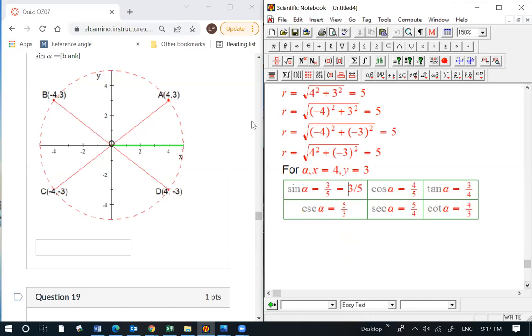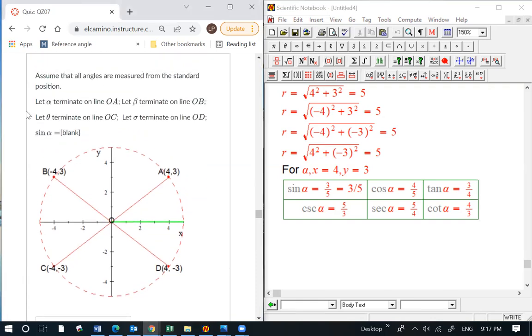Now let's look at beta. The beta angle terminates on OB. That's how I learned to read it. There's a point on the terminal side, and this point is not the origin. So on the terminal side of the angle, x is -4 and y is +3.